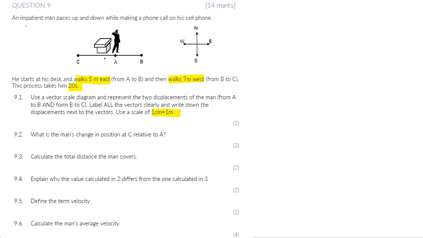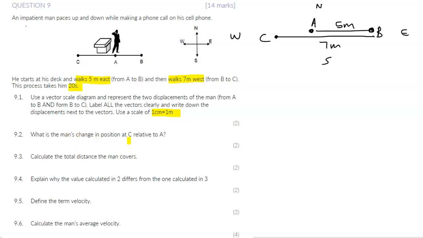So if we just take the motion that they talk about and draw it quickly, we can come back later and do it to scale. They tell us he starts at his desk at A, and then he walks 5 meters to B, and then he walks west, which is the opposite direction, that is B to C, and that is 7 meters. So north, east, south, west. I just want to do a sanity check. So 5 meters east, turns around, and then 7 meters west.